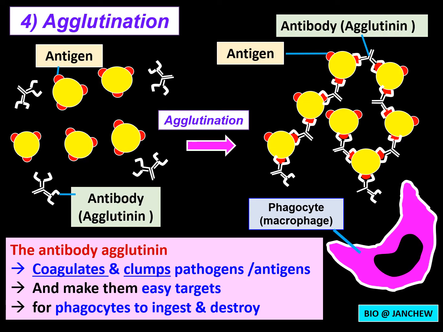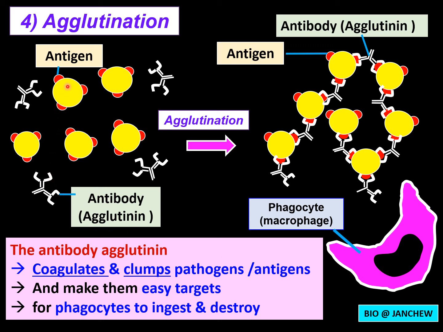The fourth type of action by antibodies is called agglutination. So in agglutination, the antibody called agglutinin coagulates and clumps the pathogens together and makes them easy targets for the phagocytes to ingest and destroy.